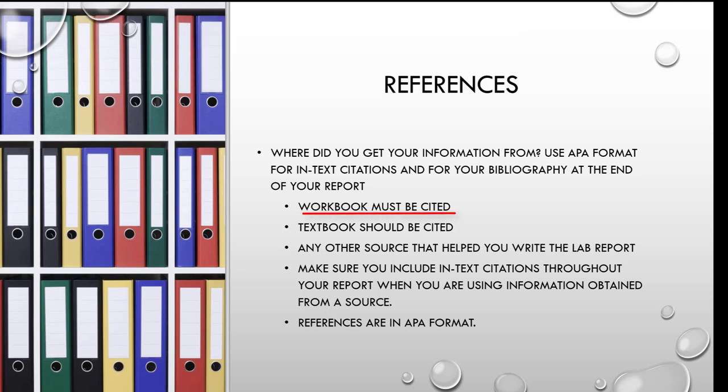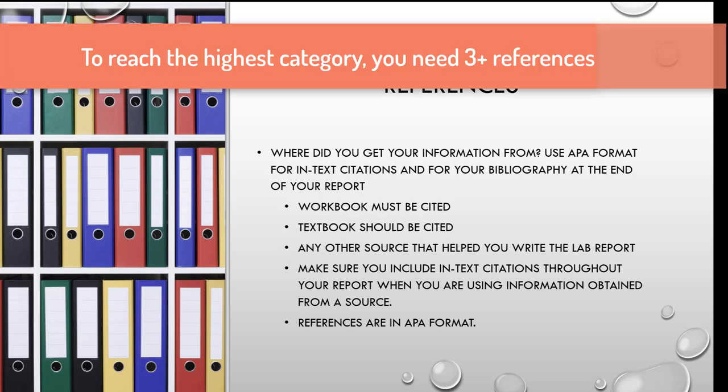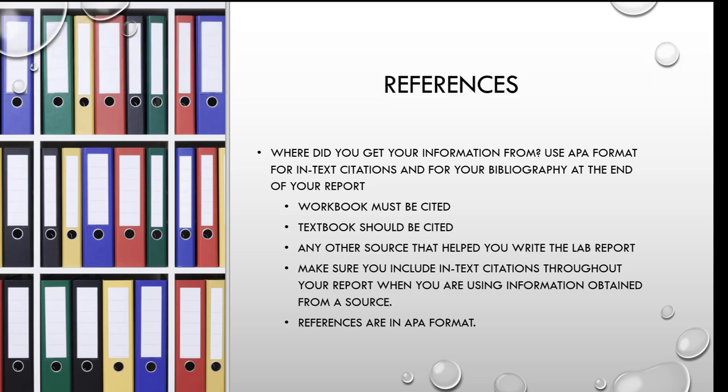And then I suggest the textbook since we are learning about population growth and growth curves and survivorship curves and density dependent factors and things like that, all from the textbook. So you'll probably use the textbook to help you with that. And then if you want to get exemplary or the highest category for the reference section, you need to have 3 or more sources cited. So you can choose any other source that is a credible source. So 3+ will give you that. Make sure to include those in-text citations throughout your report when you're using information obtained from a source.